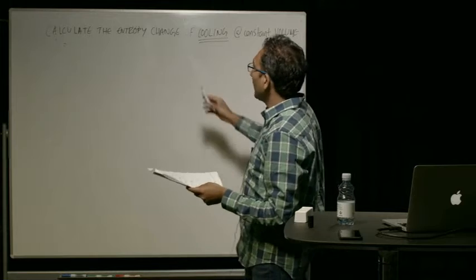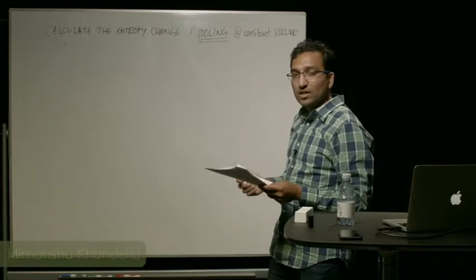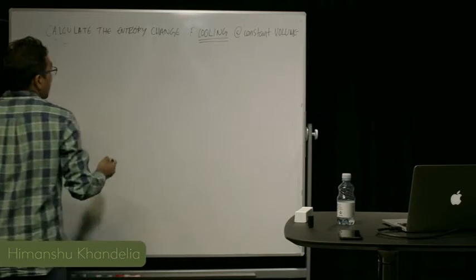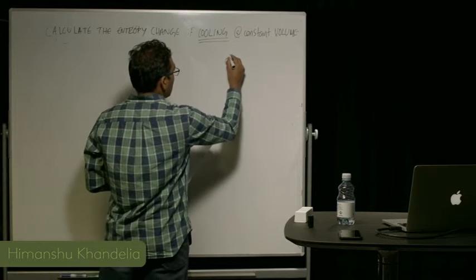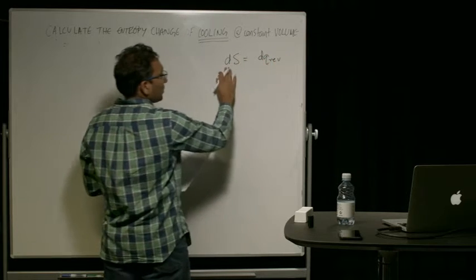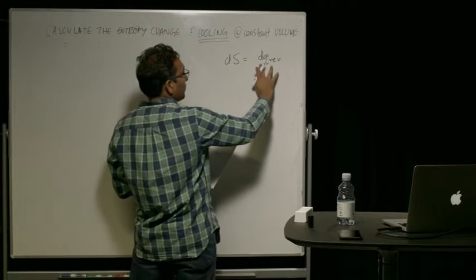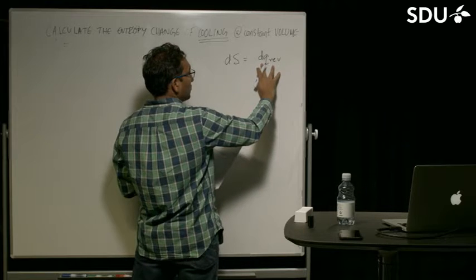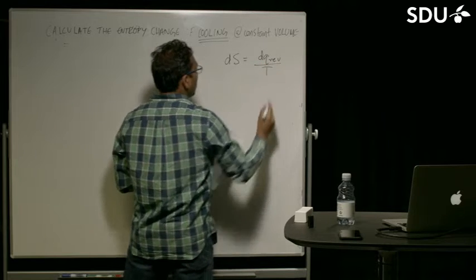I'm going to show you how to calculate the entropy change of cooling at constant volume. And the starting point of this is, of course, the second law, which states that the infinitesimal change in entropy is equal to an infinitesimal change in the reversible heat divided by temperature.